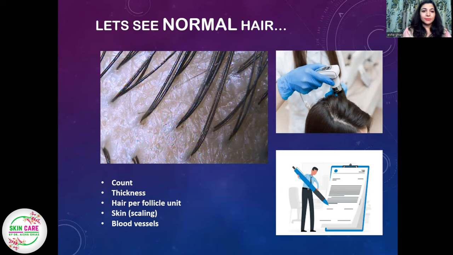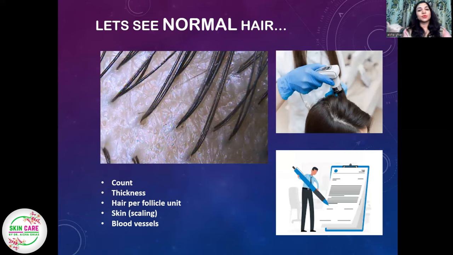So you can not only talk about the count of hair, their thickness, hair per follicle unit. You can talk about the skin in general. For example, as you can see in between the hair follicular units, the skin is pretty much normal. It's light yellow in color. There is no scaling, no pigmentation, no blood vessels visible. So you can report that, and obviously you talk in terms of blood vessels. So these things are very important.